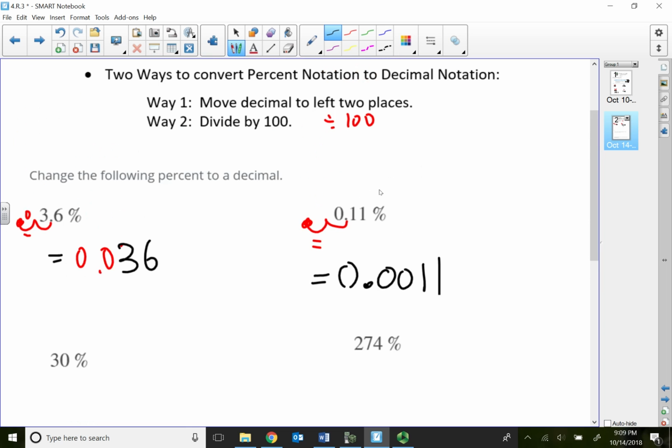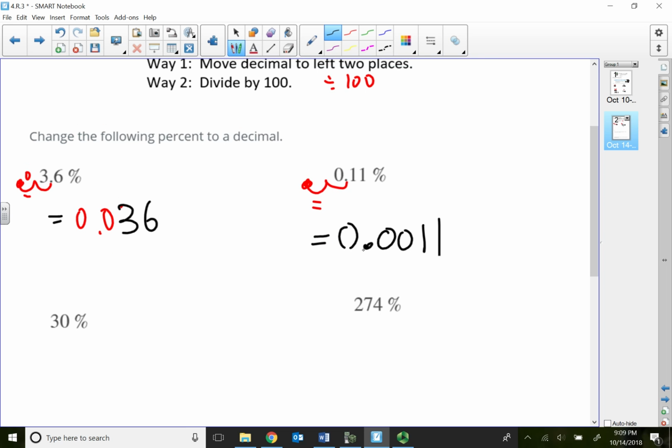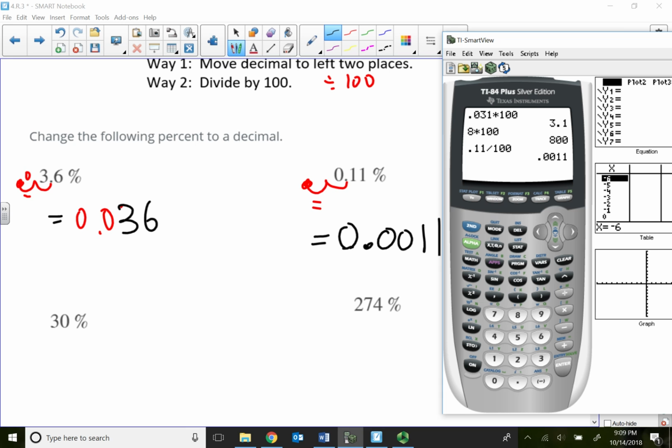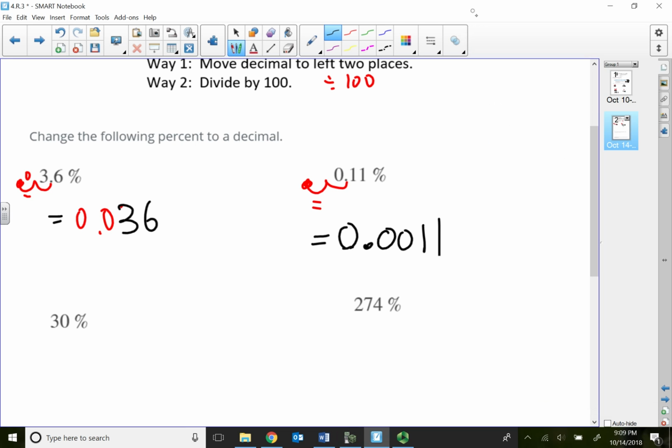And the reason why we always turn percent into a decimal or a fraction is because when we're dealing with word problems involving percent, in order for us to do operations such as add, subtract, multiply, and divide, we always have to convert those percent into a decimal or a fraction before we can do the operation.